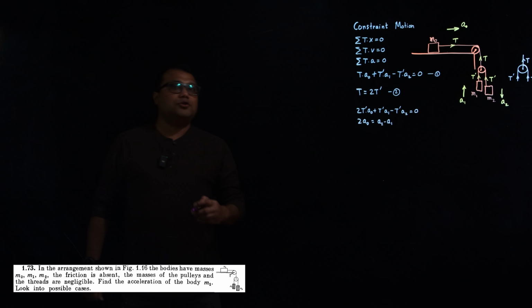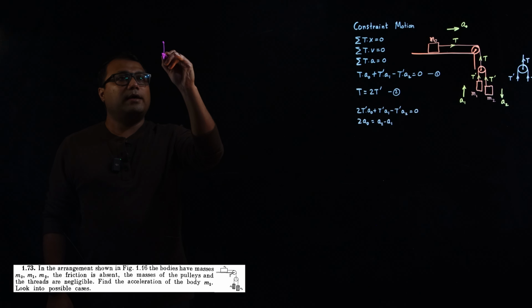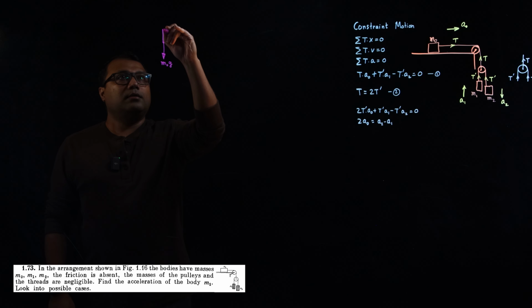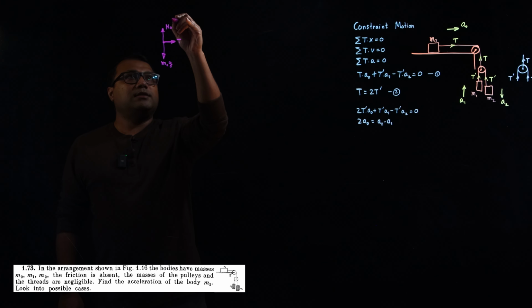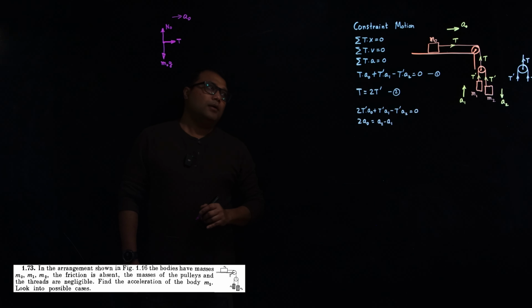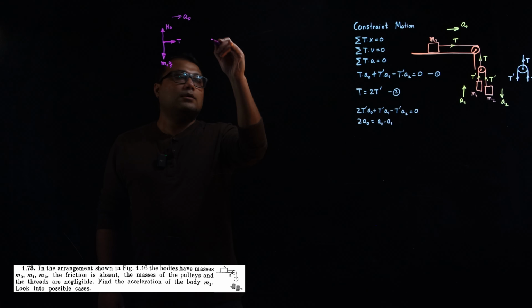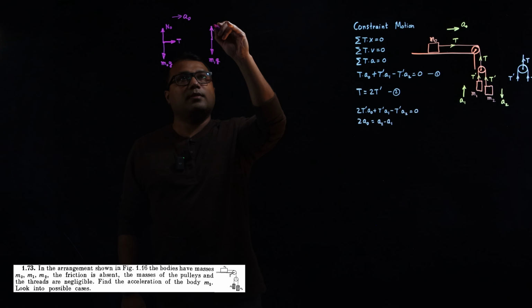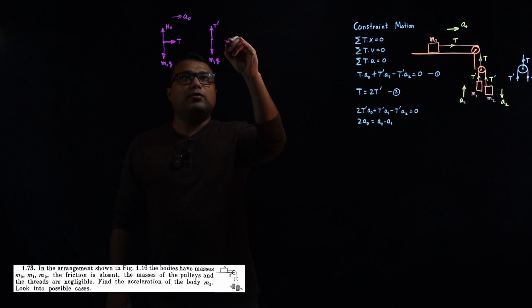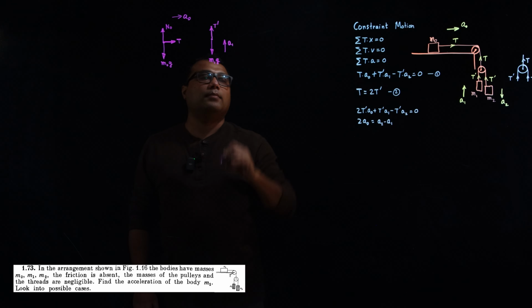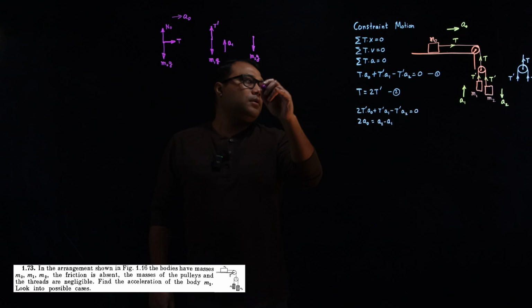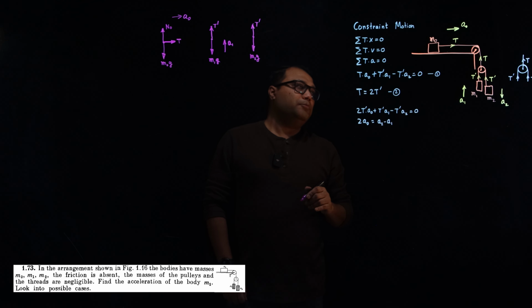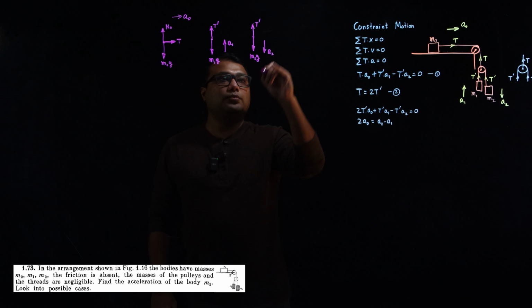Now let us draw the free body diagram of M0. So we have M0G, some normal reaction, let's say N0. There is a tension here, and M0 is accelerating with acceleration A0. Let's also draw the free body diagram for M1. So for M1, we will have M1G downward. There is tension T dashed. And M1 is accelerating upward with acceleration A1. Now let's draw the free body diagram for M2. We have M2G. There is tension T dashed here, and M2 is accelerating downward with acceleration A2.